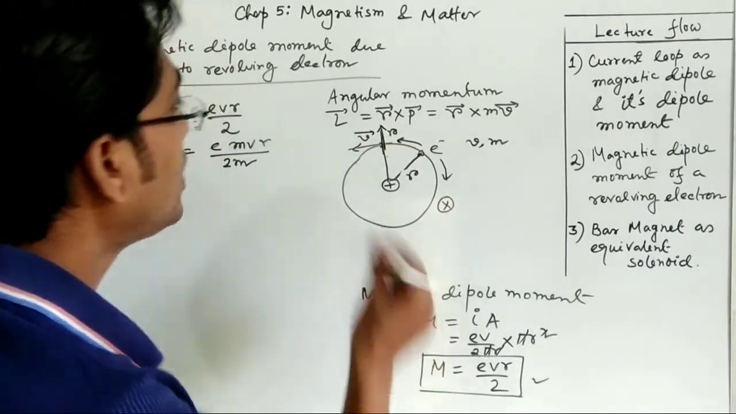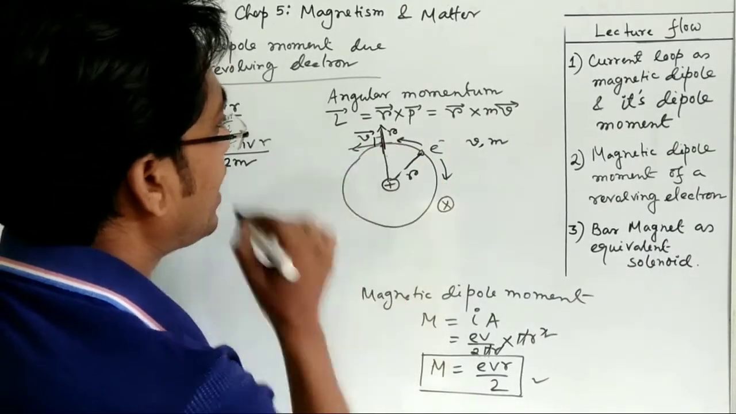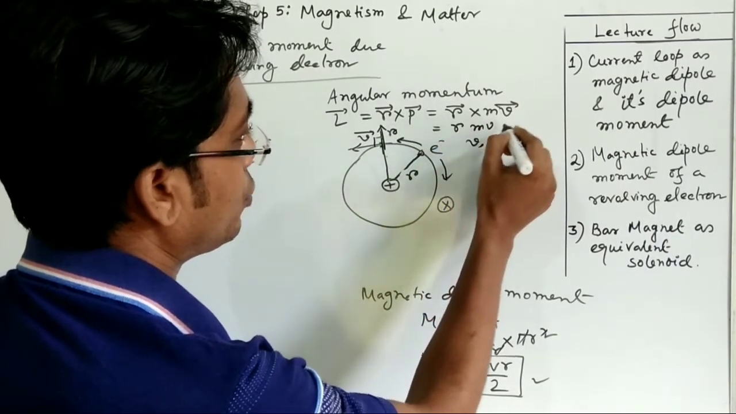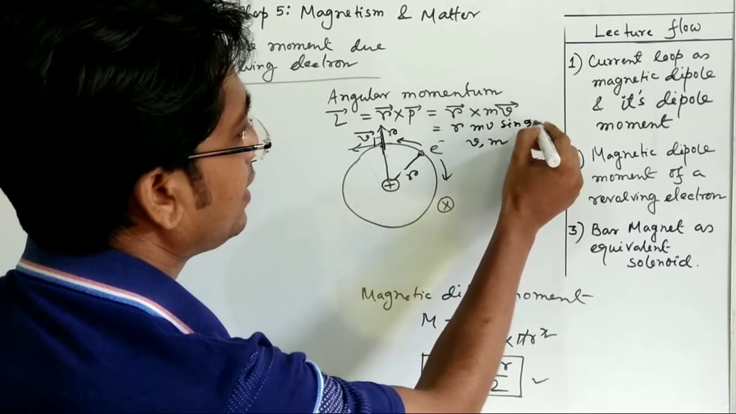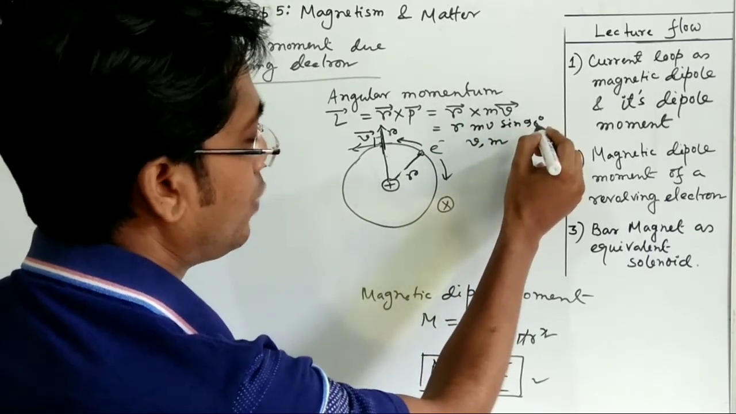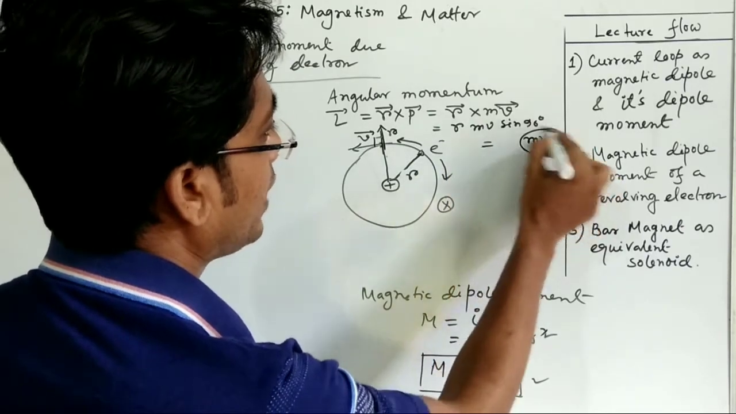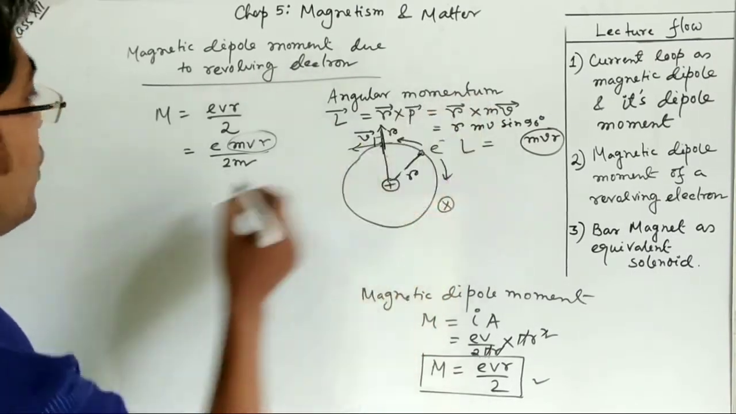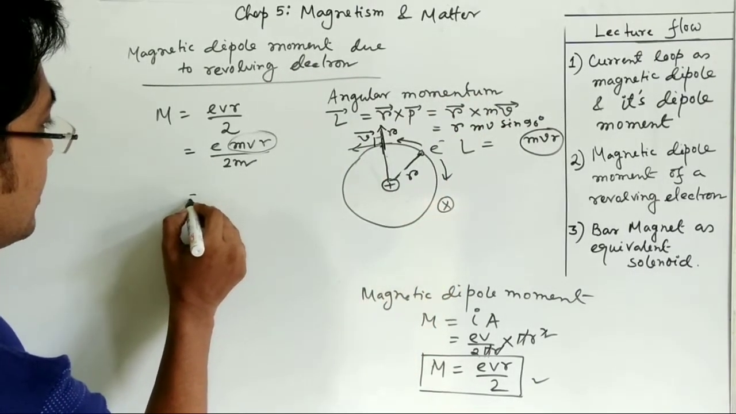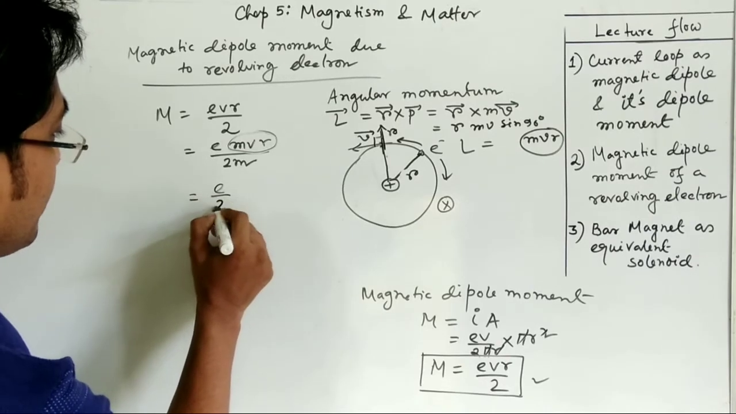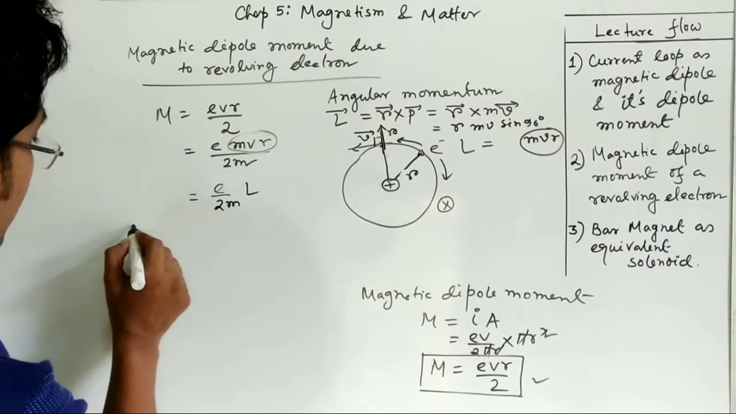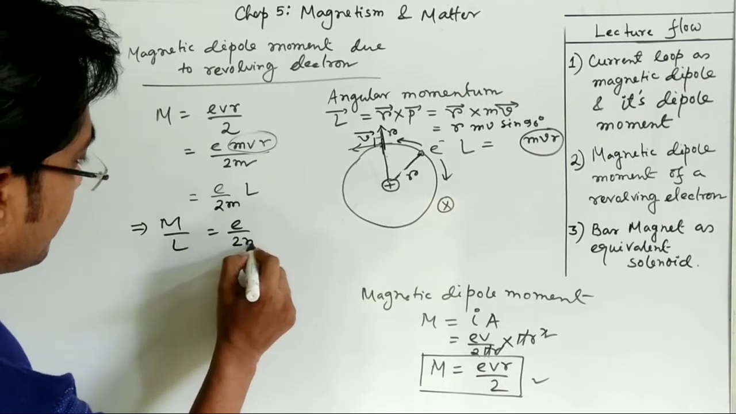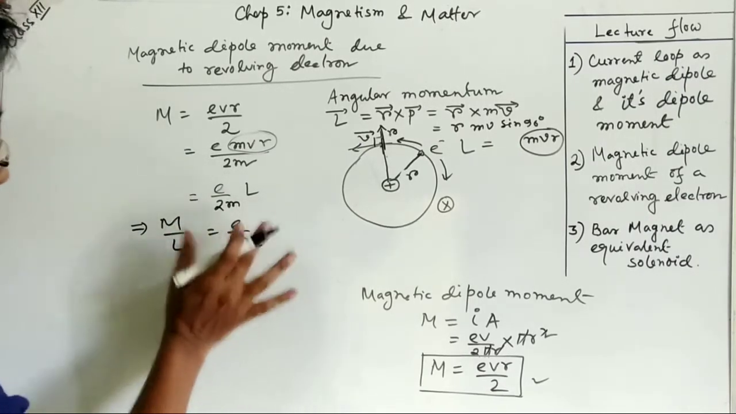So here what is the angle between r and v? It is 90 degrees. So we take the magnitude r mv sine 90 degree, and sine 90 degree will be 1. So we got mv here. So mv has the meaning of the magnitude of angular momentum. So we can write here e by 2m into L. So m by L is equal to e by 2m, and this is the magnitude we have taken.